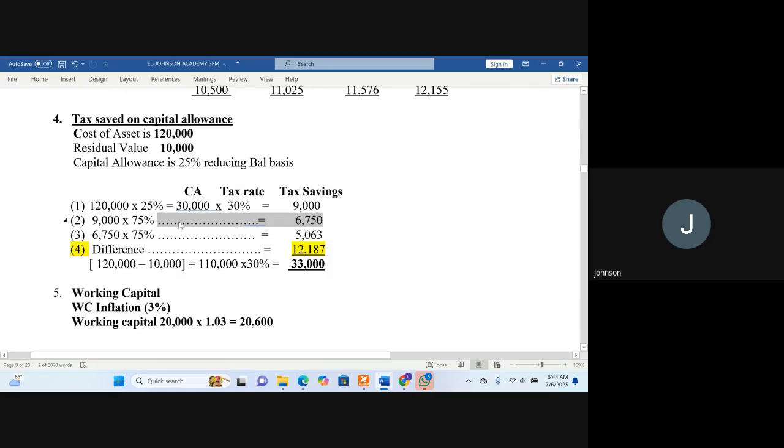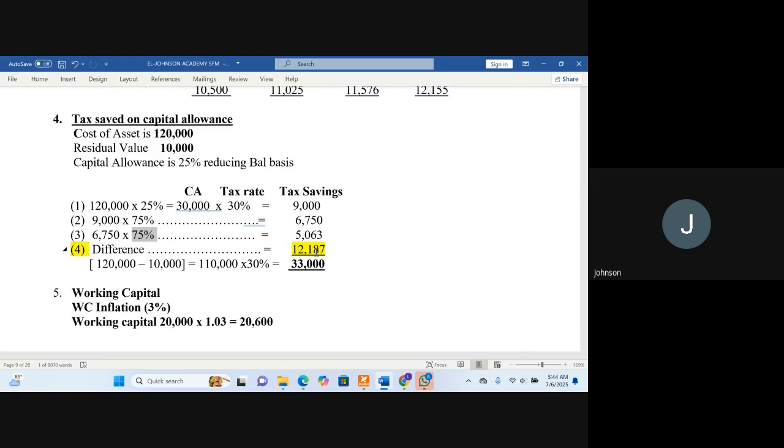So what you now do is take your answer for year one, put it here in year two, and multiply by 75%, meaning you have already recognized 25% before. What is remaining is 75%. So the tax savings you got in year one, multiplied by 75%, gives you the tax savings in year two. The tax savings you get in year two, also multiplied by 75%, gives you the tax savings in year three.